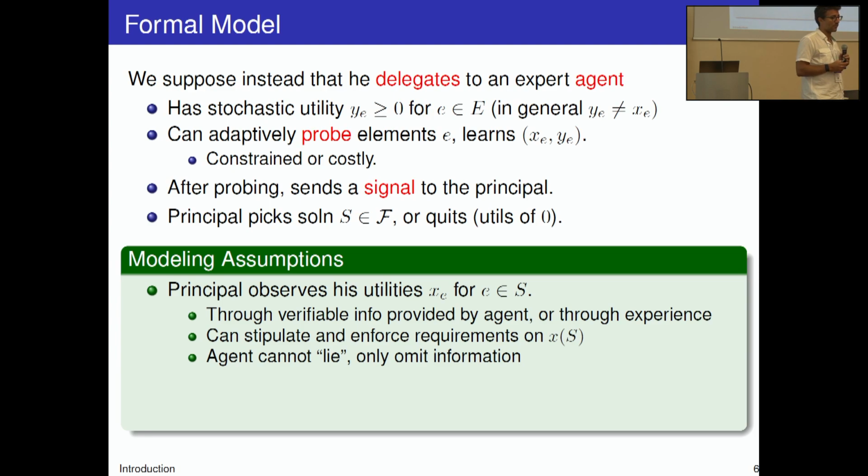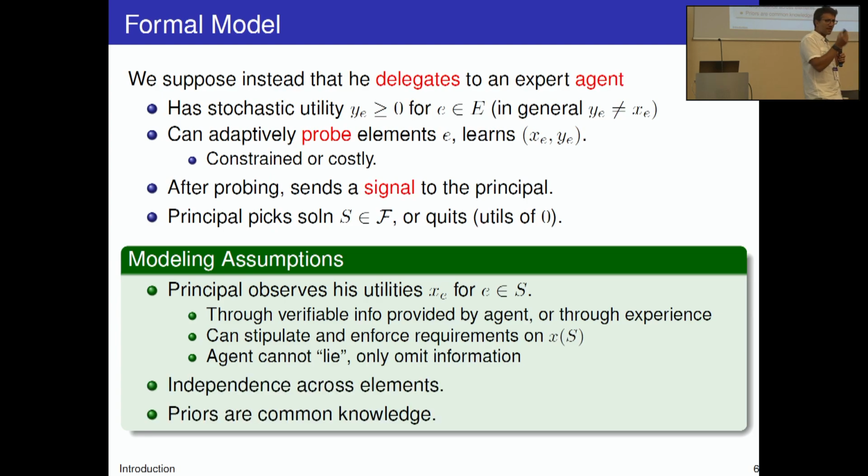Are we assuming that this learning of utilities comes before any payments to the agent? Correct. So typically, in the policies I'm going to present, the principal is going to enforce requirements on X of S, and if this requirement is not satisfied, they quit the game and everybody gets 0. And that's a fairly common assumption in the delegation literature.